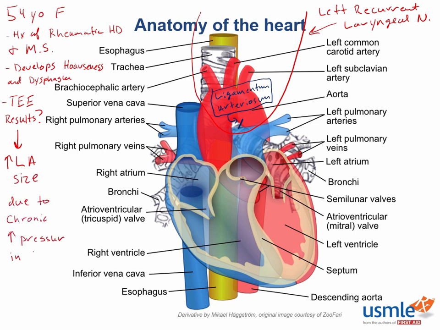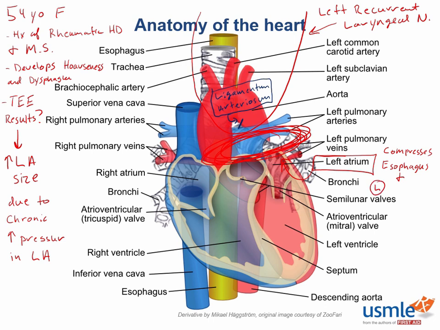on the TEE. Now, this huge left atrium is going to compress the esophagus, leading to dysphagia, as well as it can press up against the left recurrent laryngeal nerve, and this will cause hoarseness. And what exactly does the left recurrent laryngeal nerve innervate again? There you go, the intrinsic muscles of the larynx.